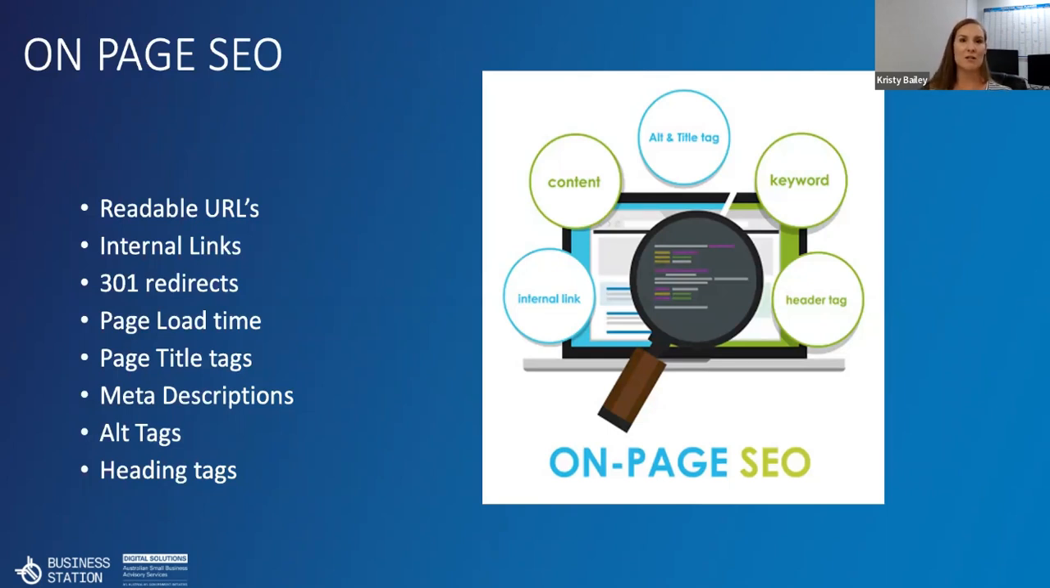Okay, so there's two types of SEO, or two elements to SEO. There's on-page SEO, which is everything that happens on your website that affects the ranking. And then there's off-page SEO, which is everything that happens away from your website that directs people back to your site that affects your ranking.